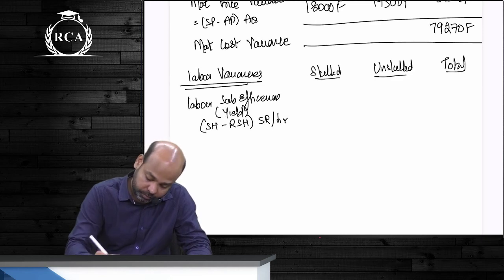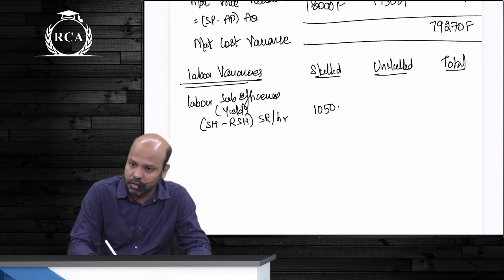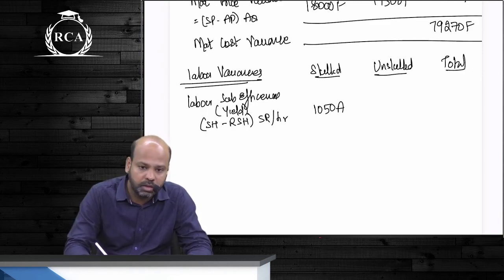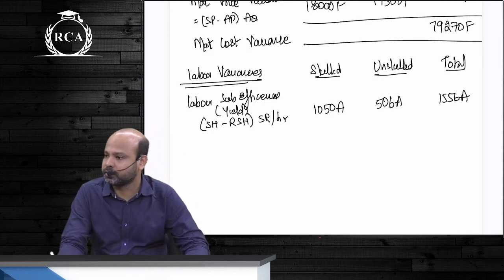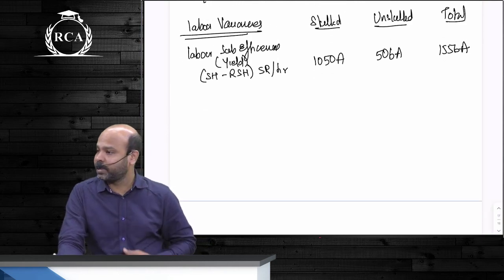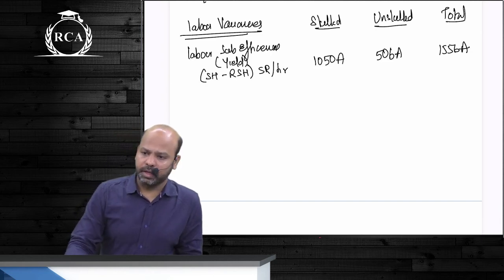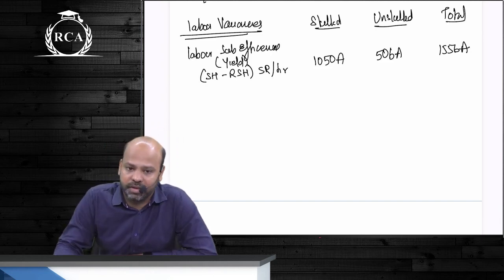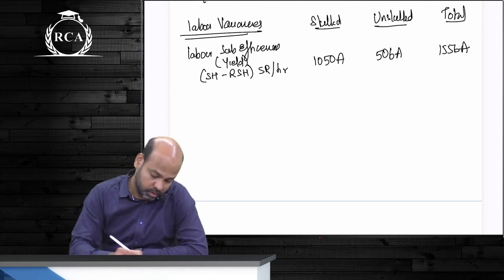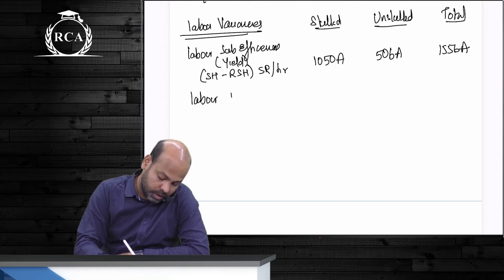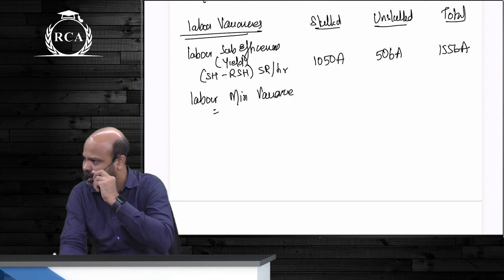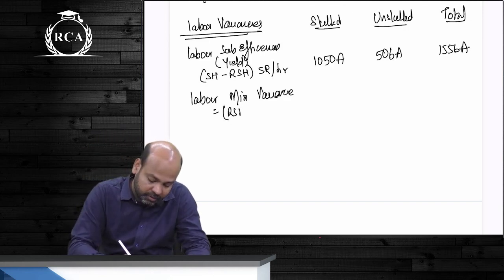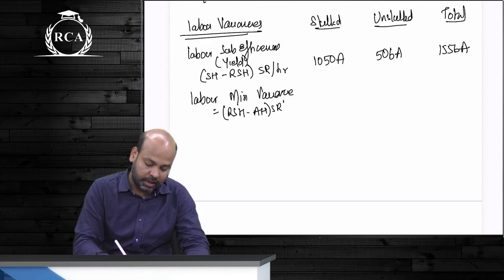1052. 1050 adverse. Unskilled put together 1556 adverse. Is it understood, guys? Put together, guys, the values are 1556 adverse. Labor mix variance. I didn't ask, beta, but anyways we are computing the other things. What will you write beta? Revised standard hours minus actual hours into standard rate per hour.